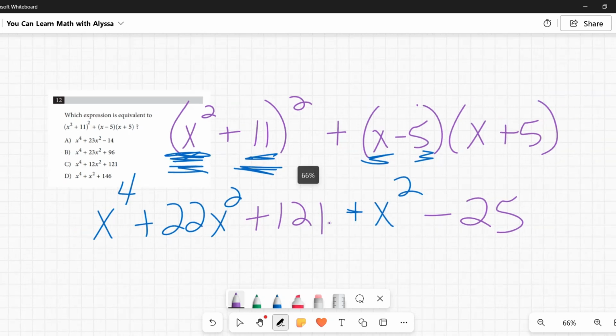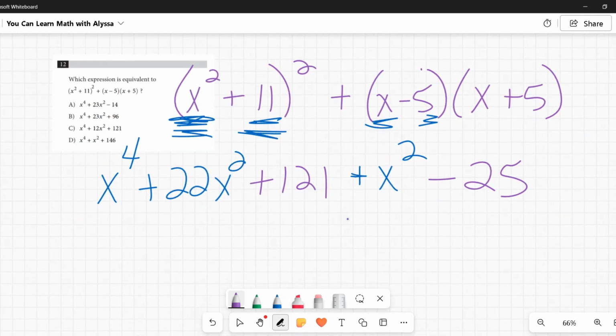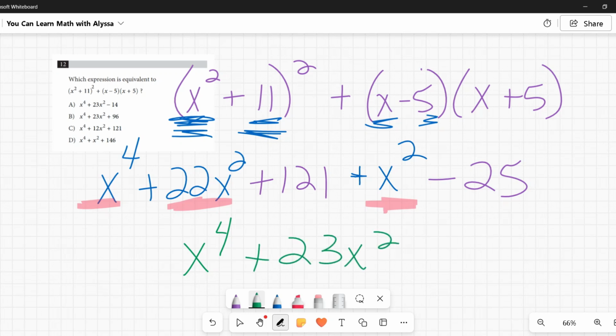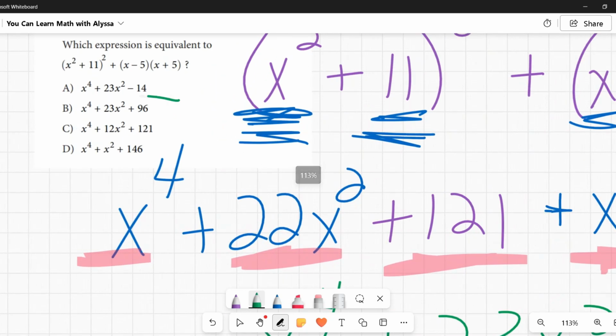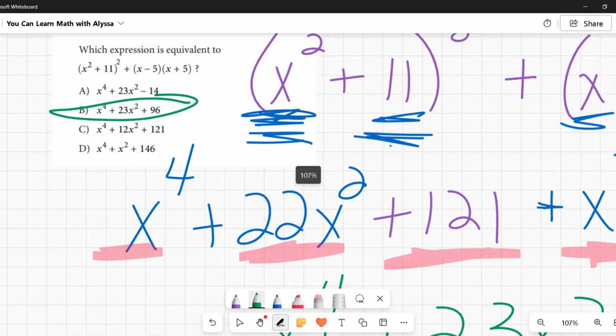All right, everything's been expanded now. I have all my terms, and I can combine like terms. Got an x to the 4th. I don't have any others, so that one stays the same. I have 2 x squareds. I have a 22x squared and a 1x squared. When I add those together, I get 23x squareds. And then I have my constants, 121 and negative 25. So 121 minus 25 would be 96. So x to the 4th plus 23x squared plus 96. And sure enough, that's B. And that is my answer.